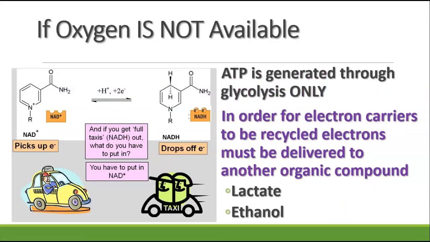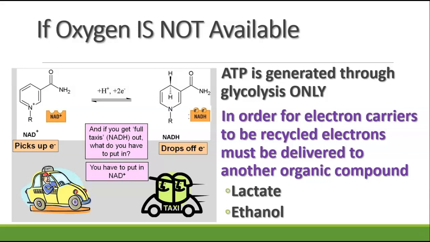If oxygen is not available, then the Krebs cycle and the electron transport chain cannot occur because oxygen is required. Those are aerobic processes. So if we don't have oxygen available, then we only get ATP through glycolysis. But in order for glycolysis to continue, we have to have NAD+, which can pick up the electrons to carry further in the process. In order for those electron carriers to be recycled, we've got to get the electrons delivered to another organic compound. And so there are two different processes that can occur in different kinds of cells that can make another organic compound instead from the pyruvate and regenerate or recycle the NADH to NAD+.